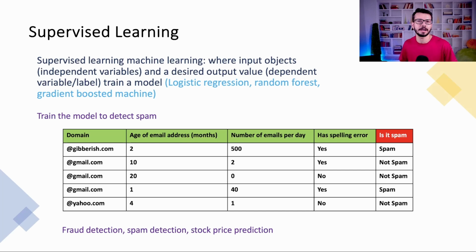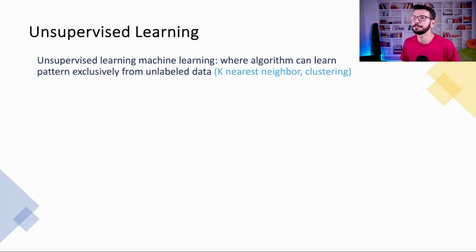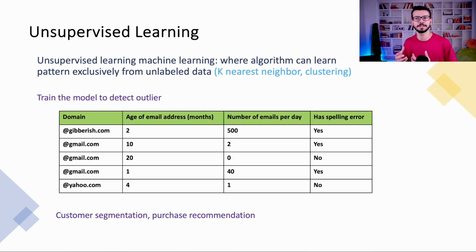Now let's try to understand what unsupervised learning is. So the Wikipedia definition for unsupervised learning algorithms: these are a set of algorithms which can learn the pattern exclusively from unlabeled data. Some of the examples are k-nearest neighbor and clustering. So going back to the same example that we just saw, let's just say that you have to do the same outlier detection. Now you don't have that red section available, so you don't have any information about whether or not a particular email was a spam or not. And you still have to go ahead and train the model. So that will be a classic example of unsupervised learning. So some of the common use cases where you would use unsupervised learning are customer segmentation or purchase recommendation. So hopefully this gives you a good idea about unsupervised learning.